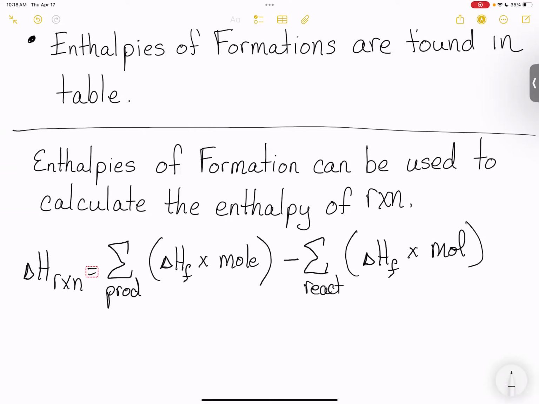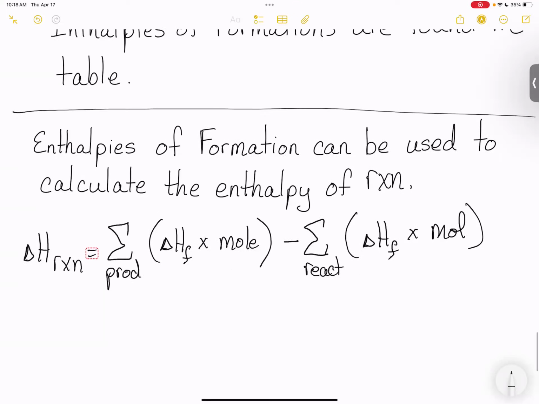You are given this equation on the exam. You don't have to memorize it. You have to know how to use it. So let's look at an example.